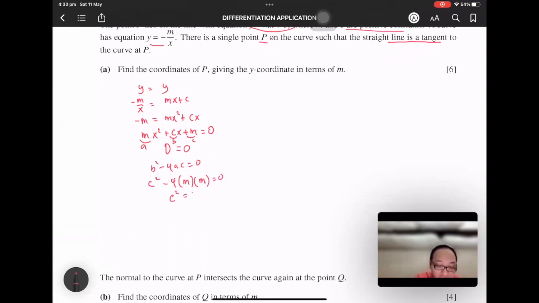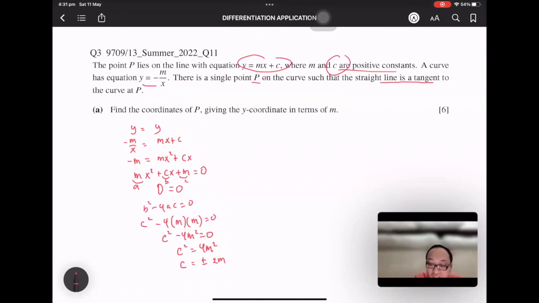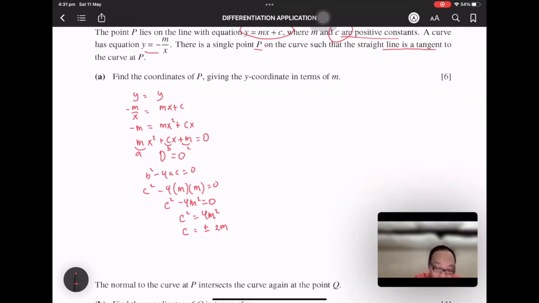So c squared minus 4m squared equals 0. So c squared equals 4m squared. So c equals plus or minus 2m. But since c is a positive constant, c equals 2m. Now to find the coordinates, that means we have to solve this quadratic equation. So we solve it. We replace the value of c.